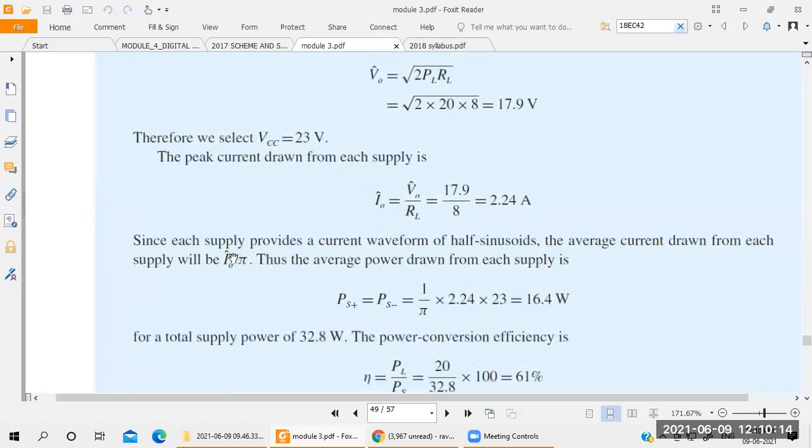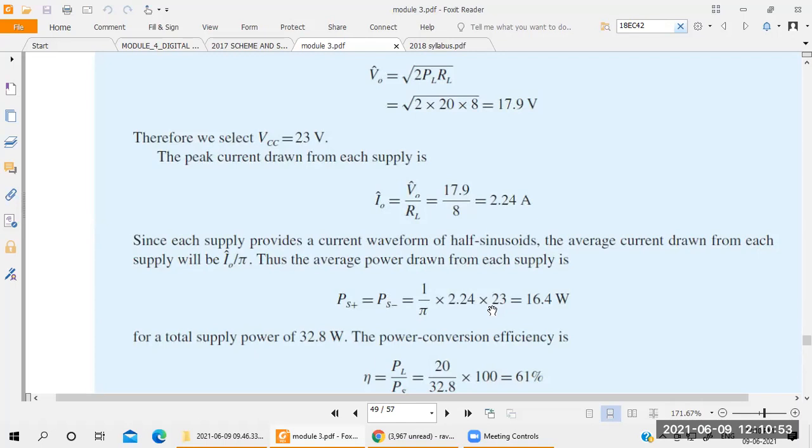Then each supply provides a half sinusoidal current waveform. The average current drawn from each supply is I naught divided by pi. Suppose we take an average, because they are using two transistors, PNP and NPN. If you combine these two currents and make it average, what is the equation now? We can write 1 divided by pi, I naught into VCC. Okay, you have to find the average power supply. So there is a PNP and an NPN transistor.